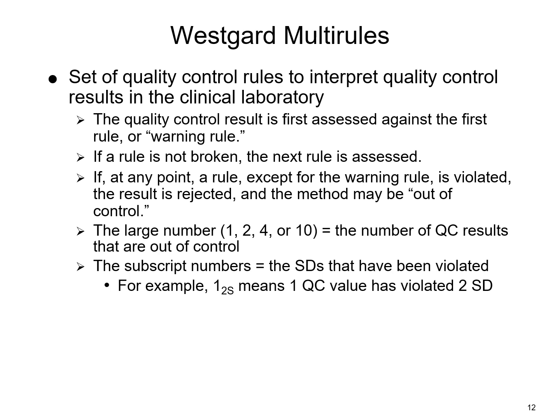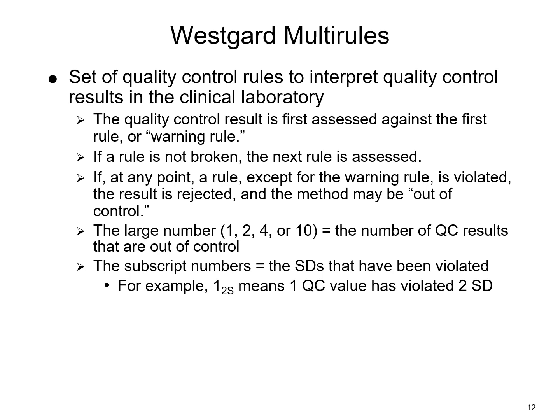Is it just a warning to us, or did we determine that that particular value for that analyte is out of control for that day, so we need to do some investigation and troubleshooting? So we need to understand what these rules mean. We have discussed these before, but we will discuss them again. Those larger numbers actually mean the number of QC results that are out of control. And the subscript numbers mean what standard deviation has been violated.